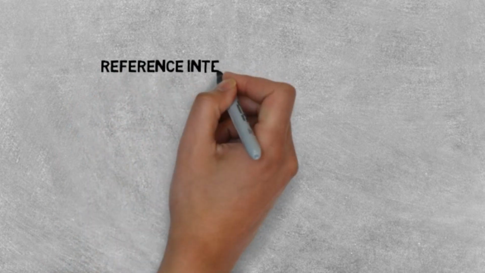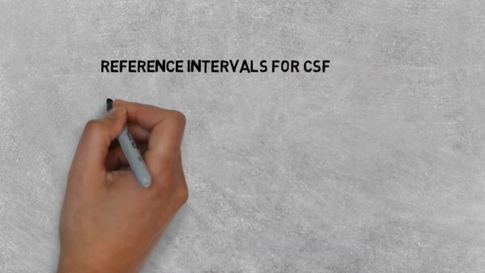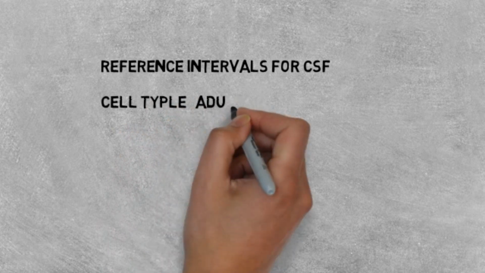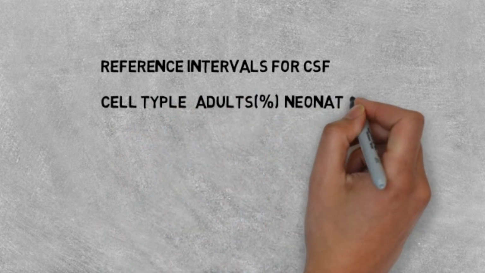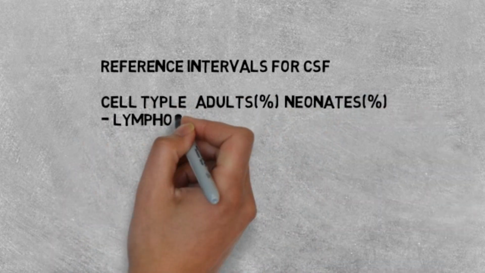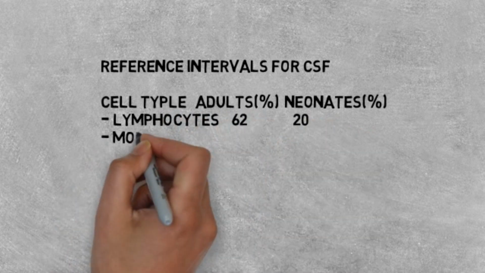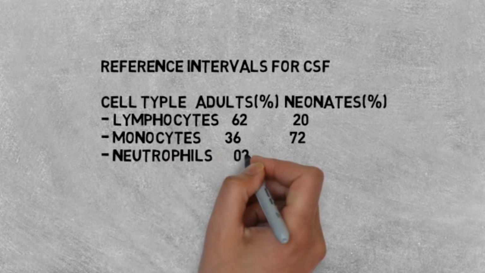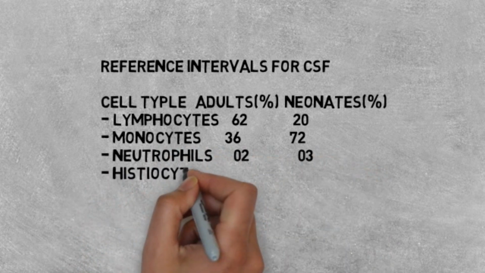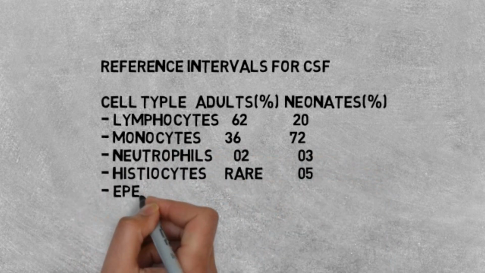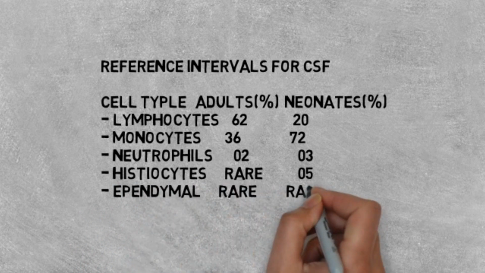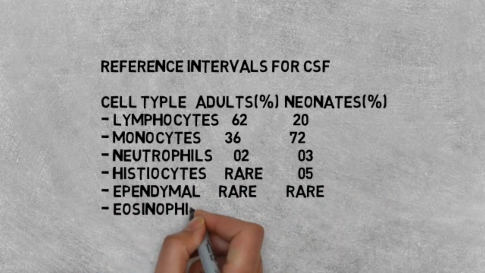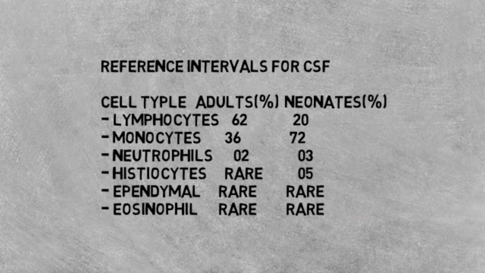Reference intervals for CSF. Cell type, lymphocyte, in adults 62%, neonate 20%, monocytes 36% and 72%, neutrophils 2% and 3%, histiocyte rare, in neonates 5%, ependymal cells rare in both, eosinophil rare in both.